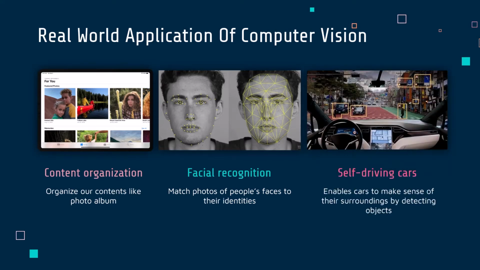Third is self-driving cars. Computer vision enables cars to make sense of their surroundings. A smart vehicle has a few cameras that capture videos from different angles and send those videos as an input signal to the computer vision software. The system then processes these videos in real time and detects objects like road markings, objects near the car, traffic lights, and so on. One of the most notable examples of this application is the Tesla Autopilot.